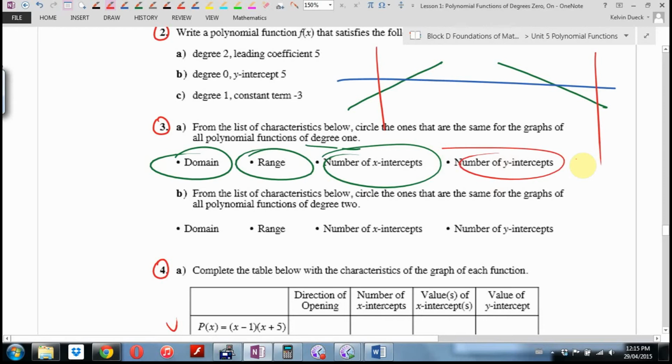For parabola, I'll let you think about it, but we're talking about this kind of a parabola and this kind of a parabola. I don't think they're all the same. I think domain will be. Range depends on whether it opens up or down, so no. Number of x-intercepts could be 2, or could be 1, or could be none. So, no. I think they have the same number of y-intercepts.